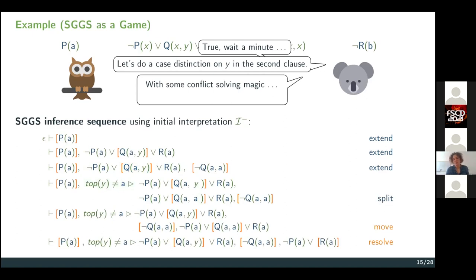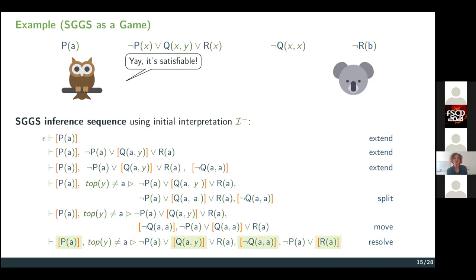And then we do some conflict solving magic. So in particular, we resolve the two literals, so the clause where we selected Q of A, A, with the unit clause, not Q of A, A. We obtain this clause, we select another literal. So we end up with another interpretation that makes these four literals true and everything else false. And at this point, we indeed reached an interpretation that satisfies the clauses. Okay, so I showed this example just to give an impression that SGGS is a conflict-driven method that constructs interpretations in a certain way.